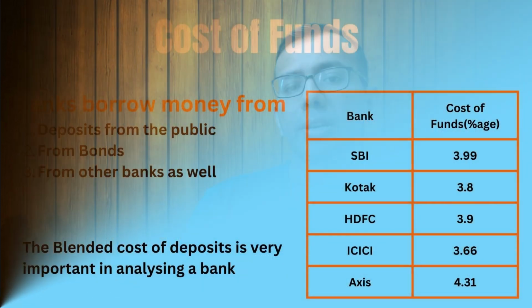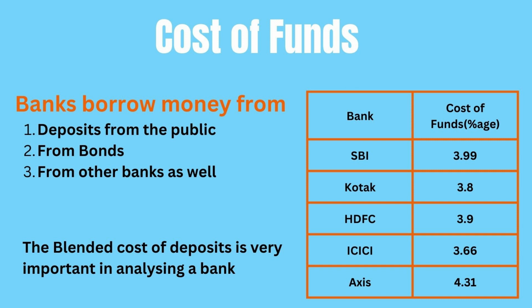Now let's start off our analysis. The first important point is cost of funds. What does cost of funds really mean? A bank borrows money from the deposit holders, from bond holders and from other banks. So the blended cost at which a bank borrows from the public and all other sources is called the cost of deposits. Cost of deposits is very important and is the raw material for a bank. It dictates at what interest rate the bank will give future loans.